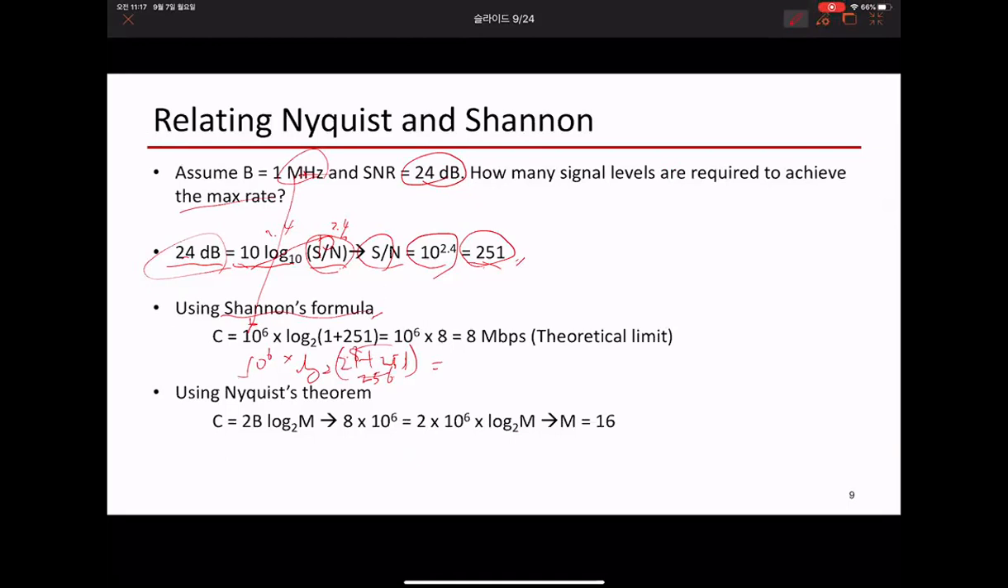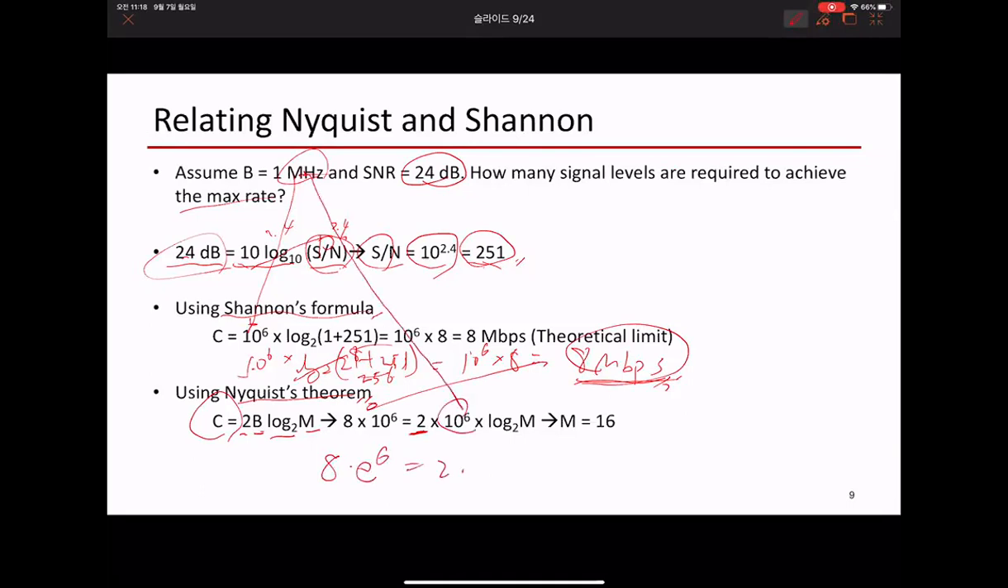Which is 2 to the power 8, then 8 times 10 to the 6, therefore it is 8 Mbps. Okay, using the Nyquist theorem to achieve my upper level: capacity is 2 times bandwidth times log 2 M. My capacity is given. 2 times my bandwidth, which was 1M, multiplied by log 2 M. I want to know what M is. 8 times 10 to the 6 gives 4 is log 2 M. So if you do 2 to the power 4, M is 16.